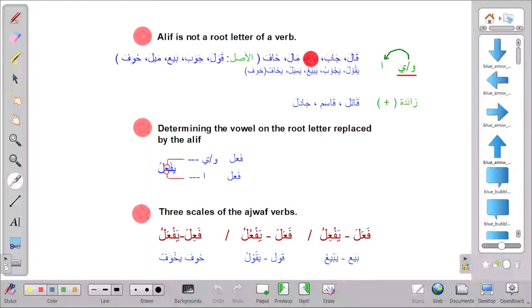Ba'a means he sold. But if I ask you ba'a, this verb, what's the original verb? Because the alif there is not a root letter. So it means there must have been some changes to make it easy to pronounce. All these rules, the Arabs make them to make their conversation very easy. I hope that is clear. To make their conversation very easy. Of course, everybody likes ease in speaking. So there is due to difficulty.